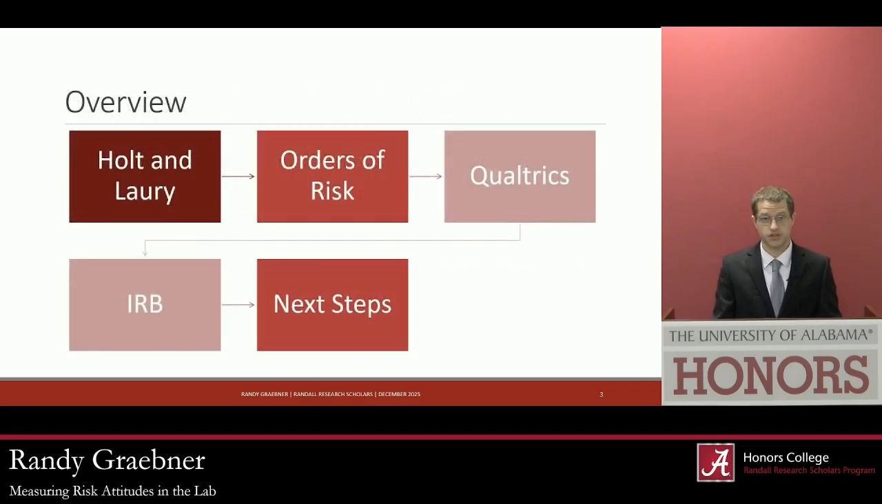I am first going to start by giving a background of statistics, which is going to tie into the Holt and Laury model and explain what exactly that is, before I detail what higher orders of risks are and how we're going to measure them using Qualtrics. Since we're running this in the TIDE lab, I'll give a brief overview of the IRB and then detail next steps as we continue the project into the spring.